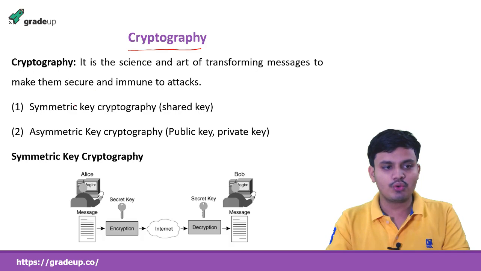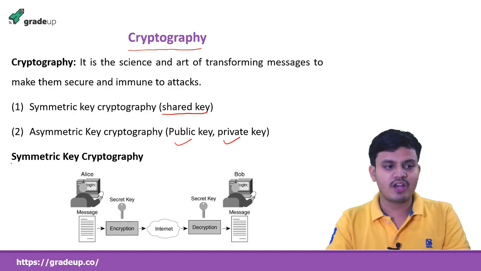We are going to do it in two ways. First one is symmetric key cryptography. In symmetric key cryptography, both sender and receiver will have the same key, and this is known as the shared key. In the other one, asymmetric key cryptography, we will have a public key and a private key. The receiver will have its own public key and private key, and the sender will have its own public key and private key. So a total of 4 keys will be there in asymmetric key cryptography.